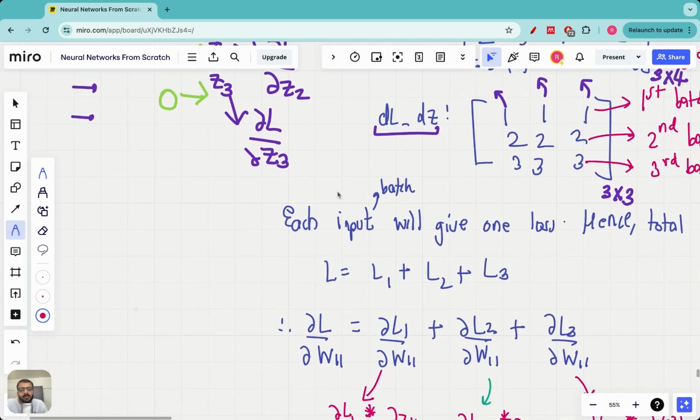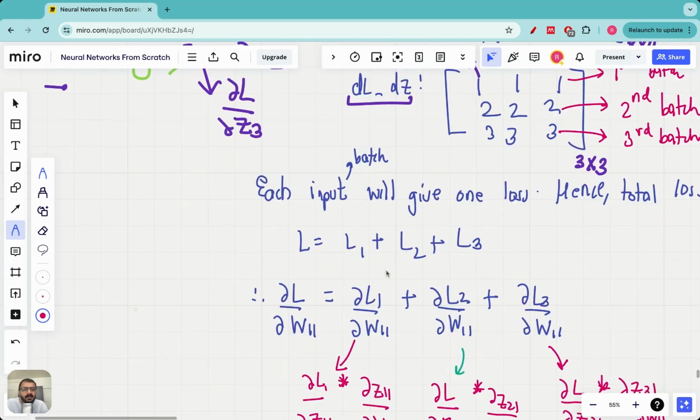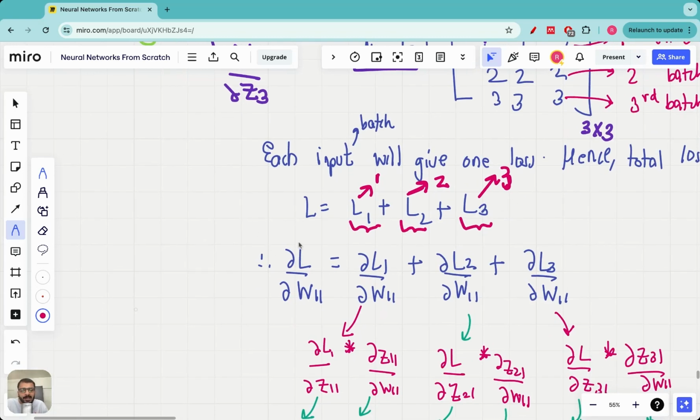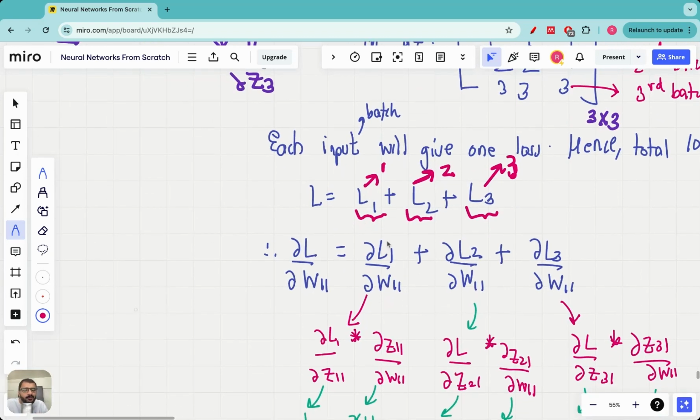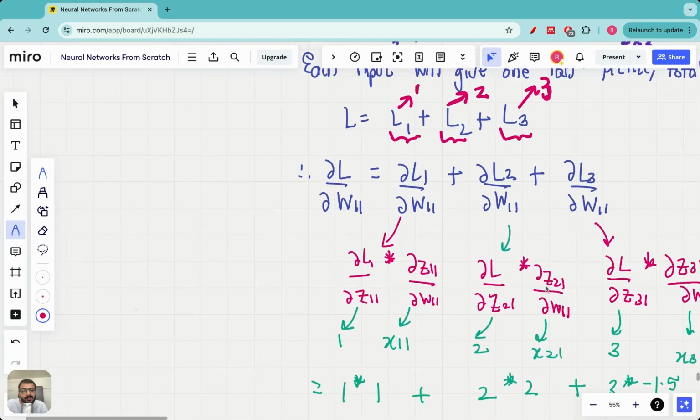So the loss can be written as loss 1 plus loss 2 plus loss 3. Loss 1 is actually the loss from the first input data or the first batch. Loss 2 is the loss from the second batch, and loss 3 is the loss from the third batch. Now, if you find the partial derivative of loss with respect to W11, it will actually be the partial derivative of the first loss with respect to W11 plus the partial derivative of the second loss with respect to W11 plus the partial derivative of the third loss with respect to W11.